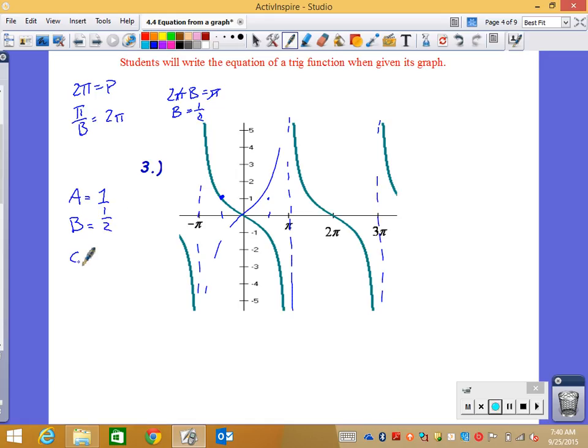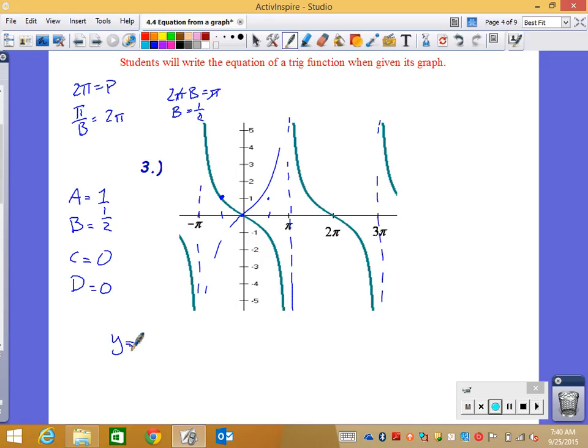We're going to leave my c value for last because that's how I always do it. And then vertical shift, did I shift it up or down? No. It starts at the origin, so we didn't shift it. C value, did I shift it left or right? No, because it still starts at the origin. It doesn't start at a random point, so my c value is 0. So we can write this out.